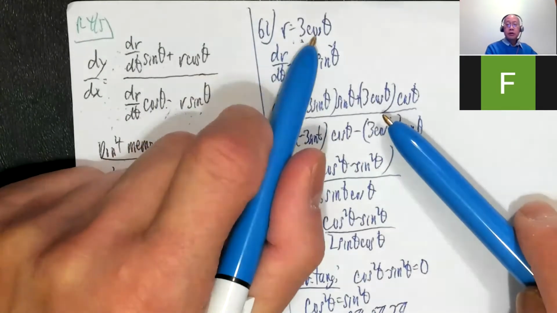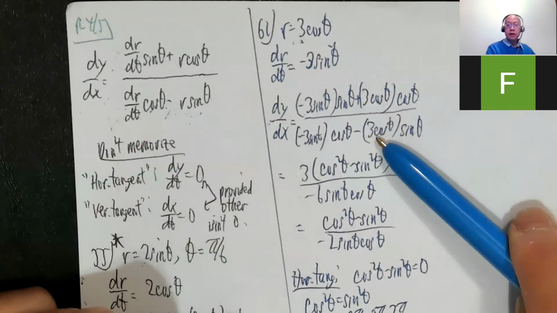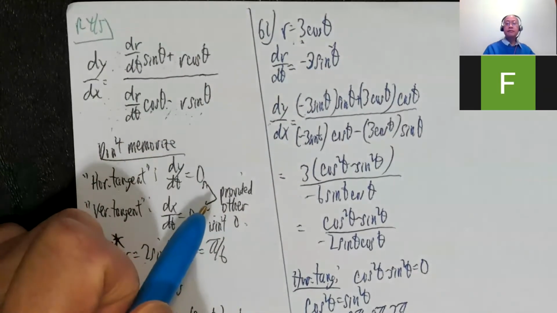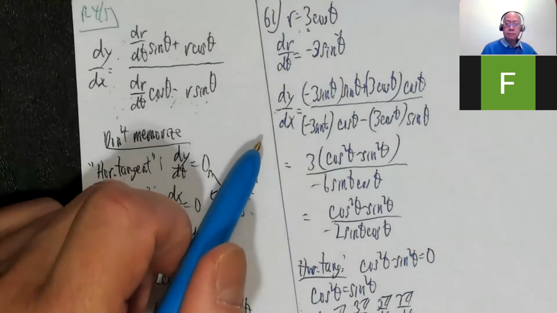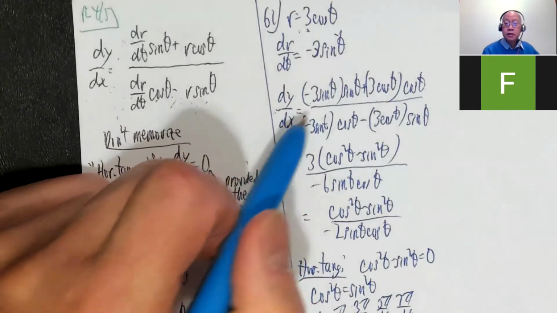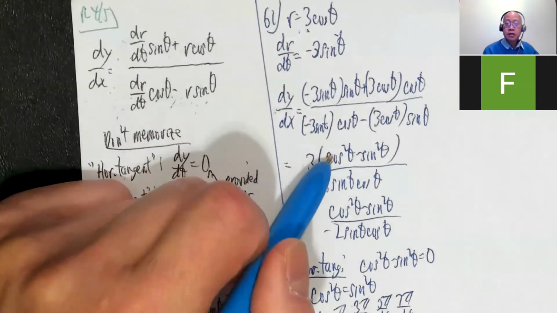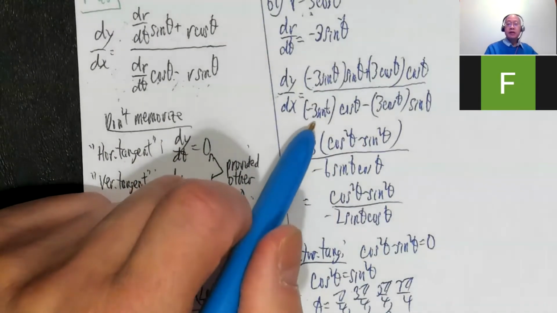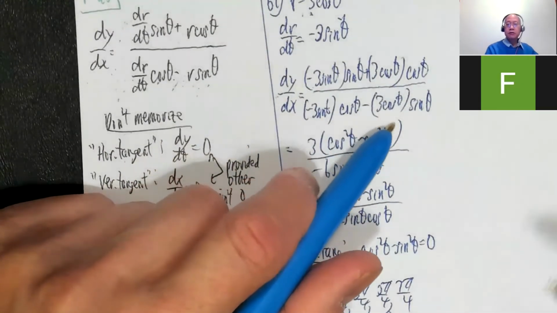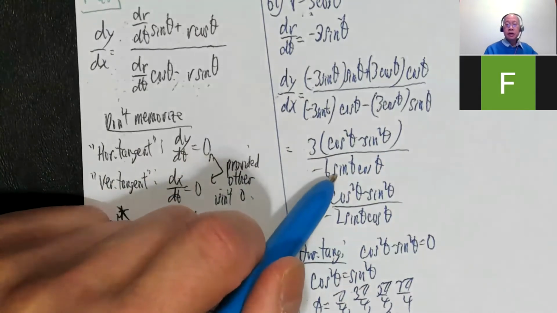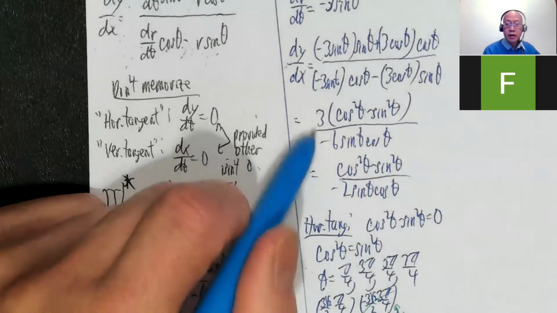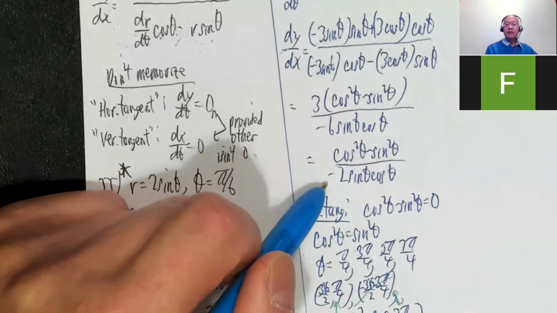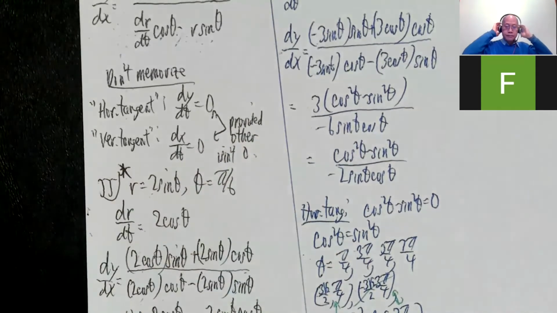R, 3 cosine theta. So 3 cosine theta, 3 cosine theta. And the top has cosine, bottom sine, cosine, sine. Okay, so this factor out to 3, I get cosine squared minus sine squared. And the bottom, I got negative 3 sine, cosine, and another negative 3 cosine, sine. So negative 6 sine theta, cosine theta. And after canceling, cosine squared theta minus sine squared theta divided by negative 2 sine theta, cosine theta. Okay.